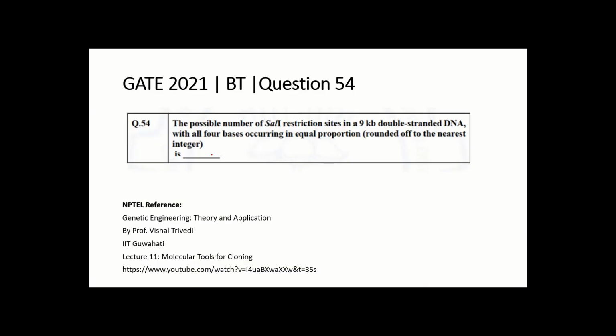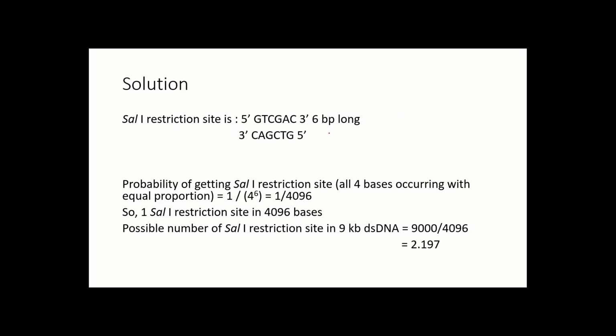Hello everyone. In this video we will discuss question number 54 of GATE 2021. They are asking the possible number of SalI restriction sites in a 9 kb double-stranded DNA with all 4 bases occurring in equal proportion. First of all, the SalI restriction site is GTCGAC, right? This is your SalI restriction site, which is 6 base pair long.